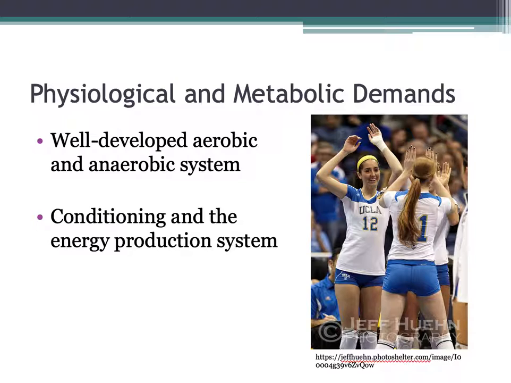Conditioning for volleyball requires training the energy production system to produce more energy at a greater rate for a longer period of time, and the neuromuscular system to produce more force.